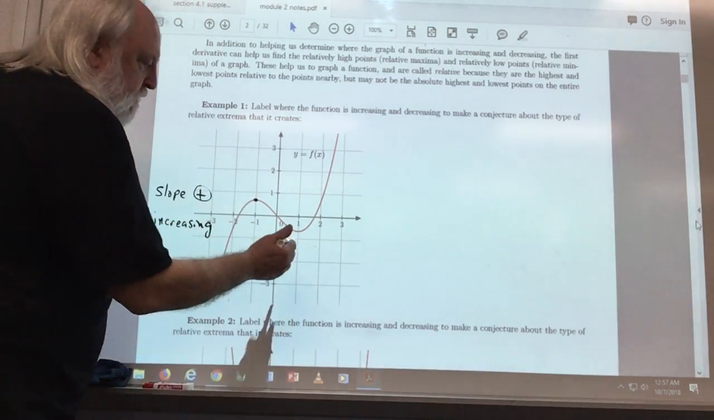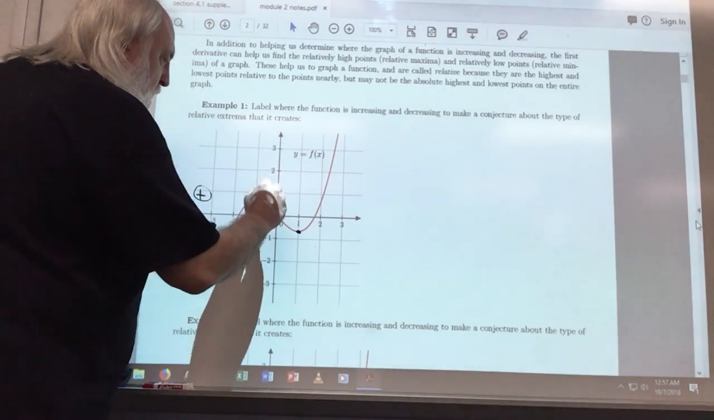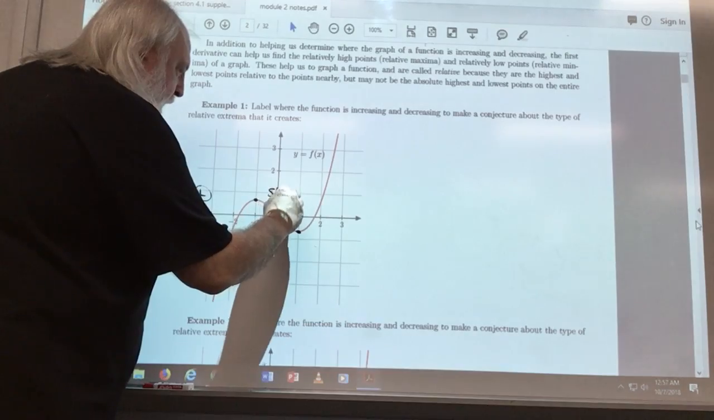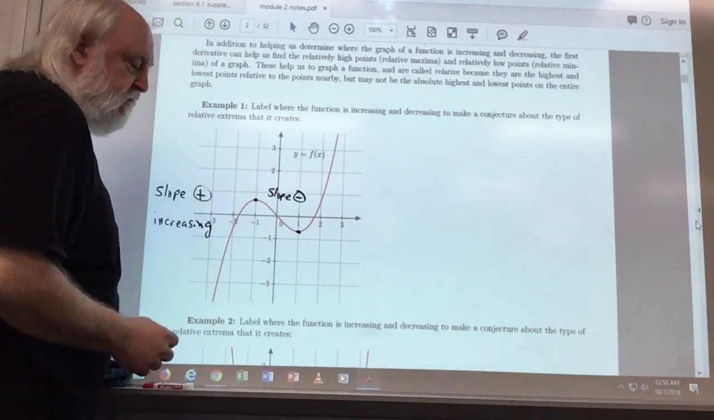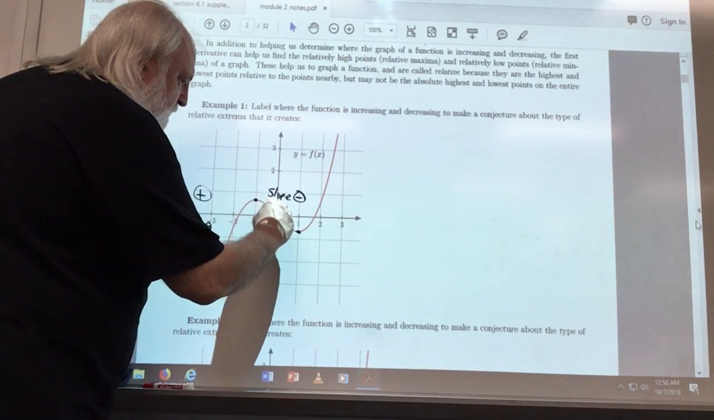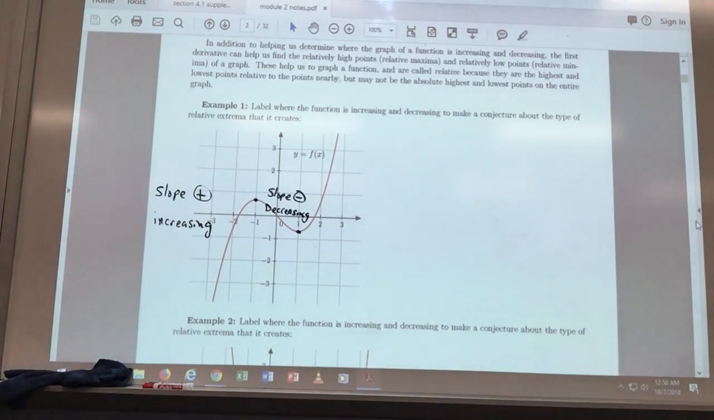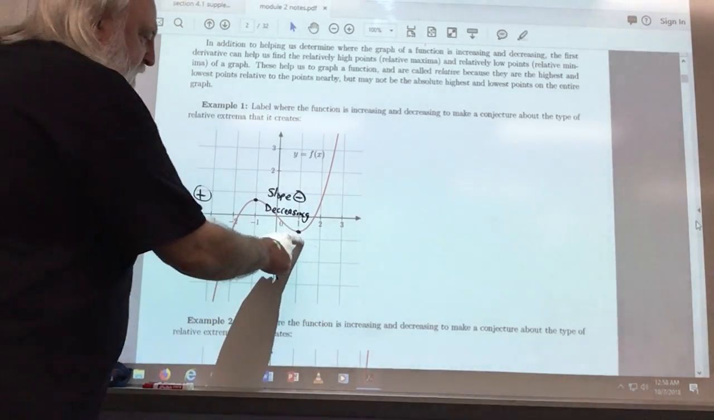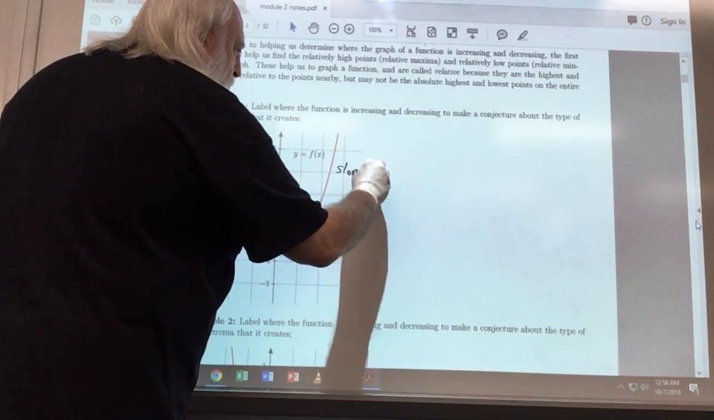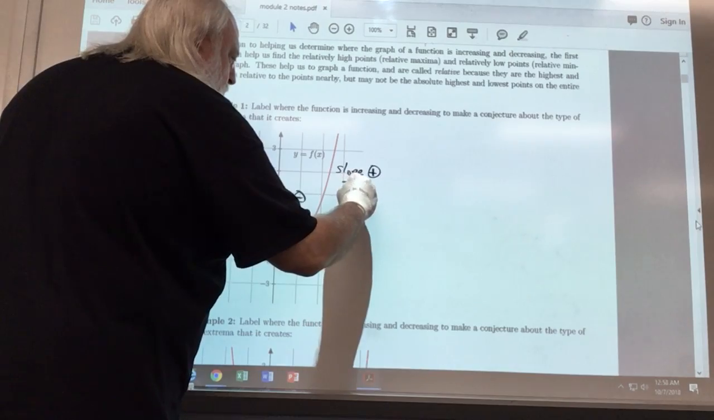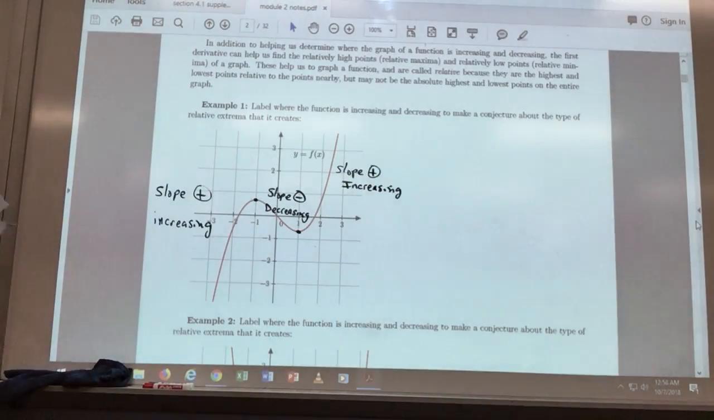From this point here to this point here, we're going downhill. The slope is negative, and we say the values of the function are decreasing. So we say f of x is decreasing. And then from this point here to the right, we're going uphill. The slope is positive. The values of the function are increasing, and so we say f of x is increasing.